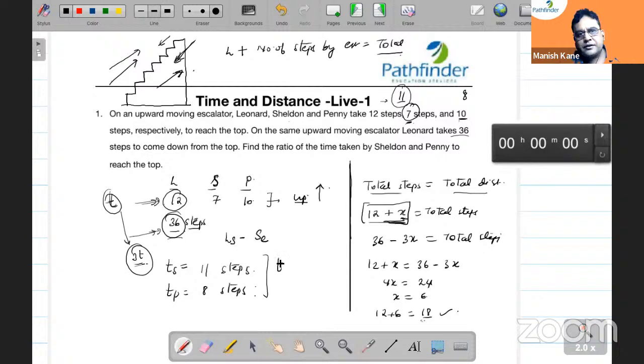And therefore, Sheldon's time as to Penny's time must be equal to 11 as to 8. Because for 11 steps, the time taken will be 11x. And for 8 steps, the time taken will be 8x. x will cancel out. Or in this case, 11y and 8y. So y will cancel out. And the ratio of time will be 11 as to 8.